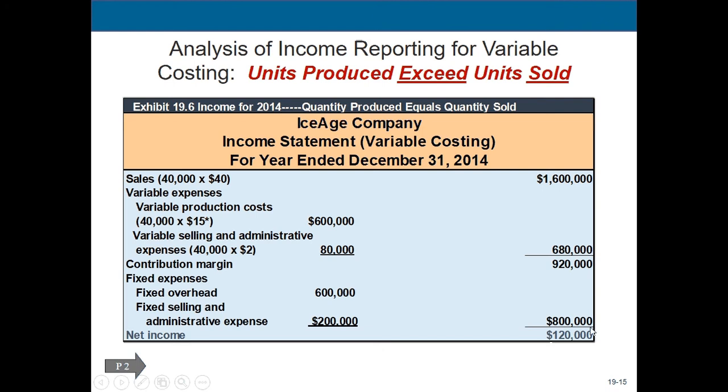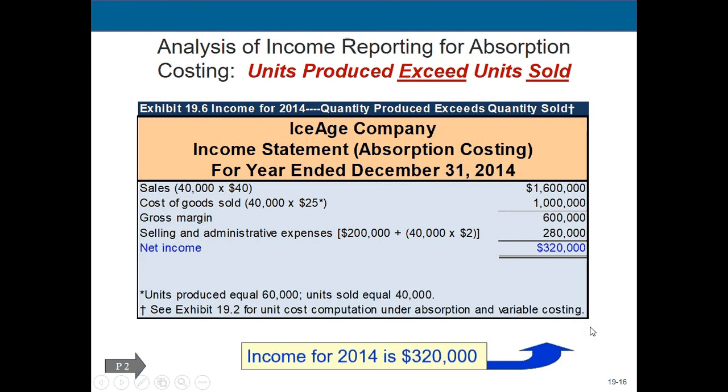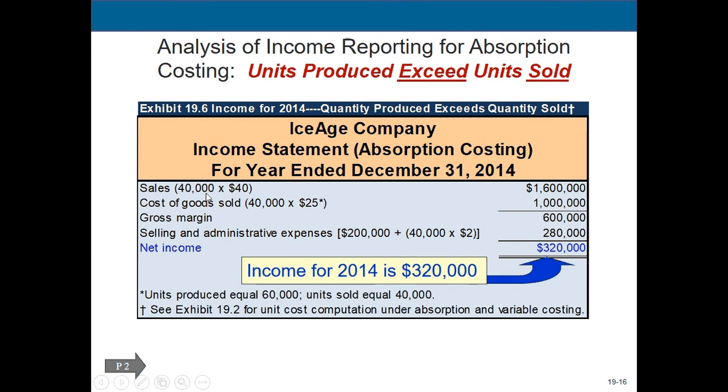Okay, so let's now take a look at the absorption costing model. 40,000 is what we sold for $1.6 million, but cost of goods sold has to go in at $25 a unit. That's $1 million.